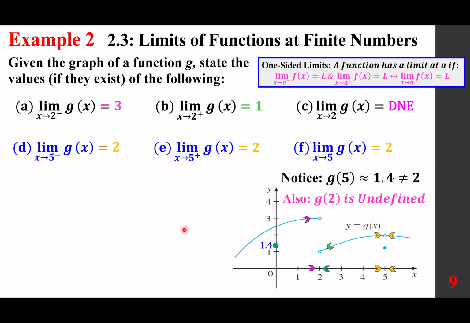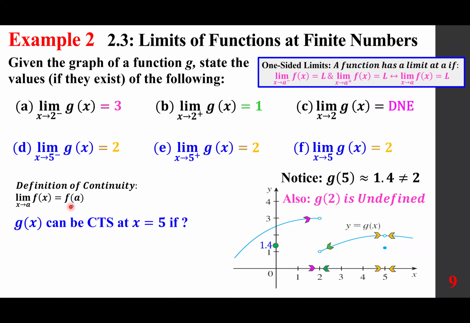Also, g of 2. At 2, we don't have a solid point, so g of 2 is undefined. Definition of continuity: the limit of f of x as x approaches a is f of a. So g of x can be continuous at x equals 5 if we do what? Look at number 5, there's only 1 point missing. We can connect them, and if we redefine this, that is called a removable discontinuity. We can fix it, so we redefine g of 5 as 2.